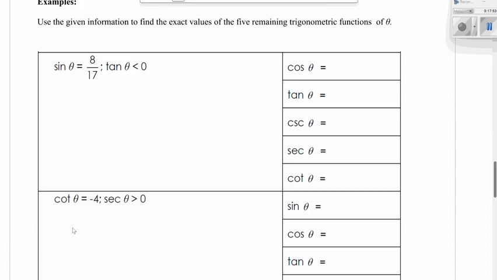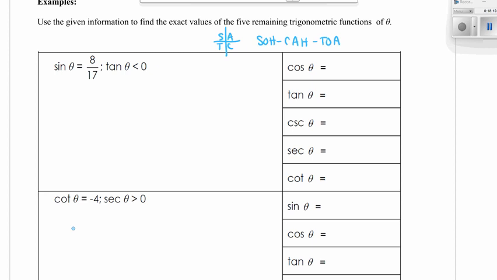All right, so use the given information again to find the exact values of the 5 remaining trig functions of theta. Looking at the first one, I'm just going to rewrite up here All Students Take Calculus to help me figure out the quadrants, and we have SOHCAHTOA, if it helps you to remember: sine is opposite over hypotenuse, cosine is adjacent over hypotenuse, and tangent is opposite over adjacent.